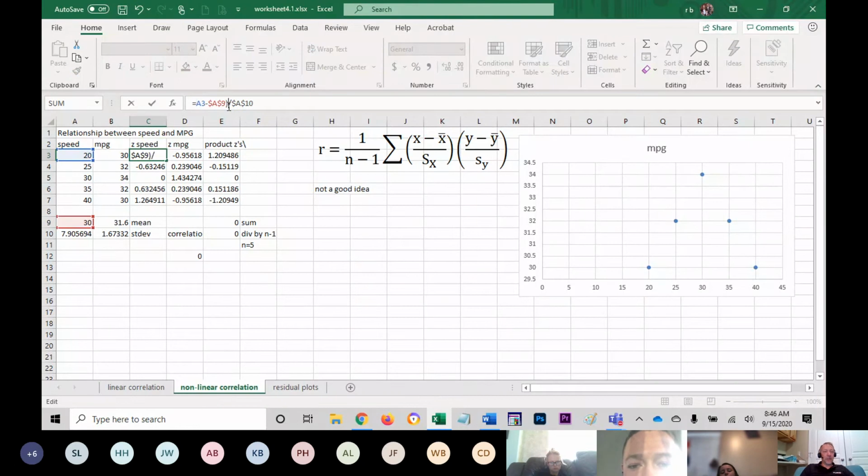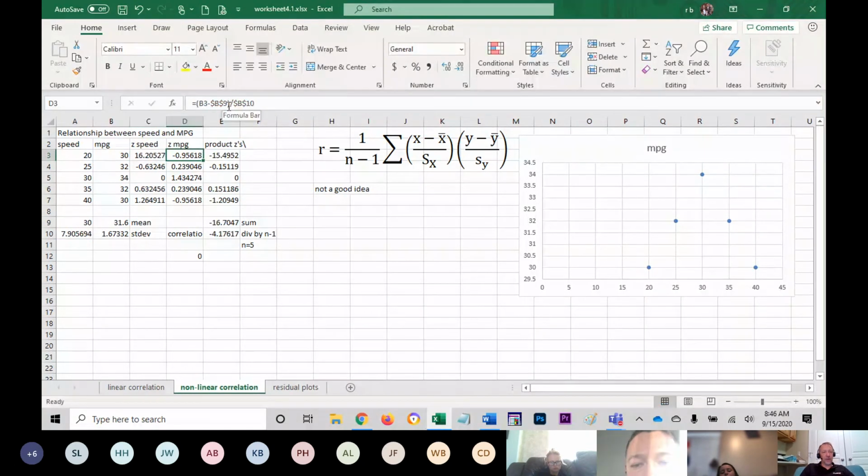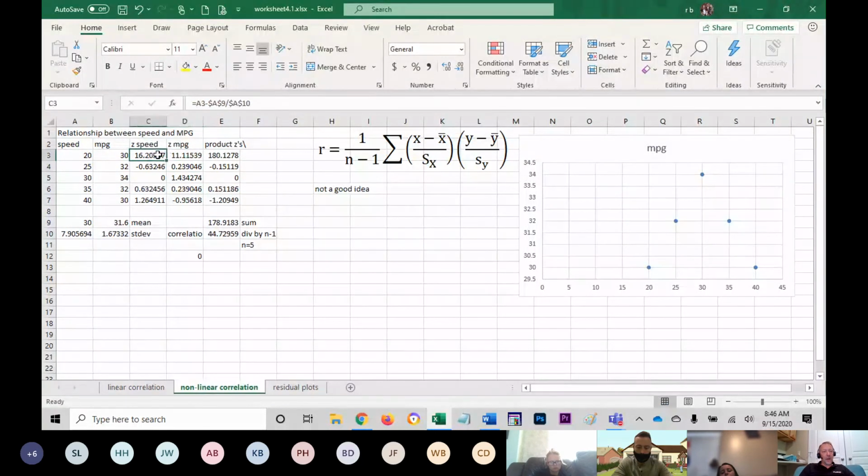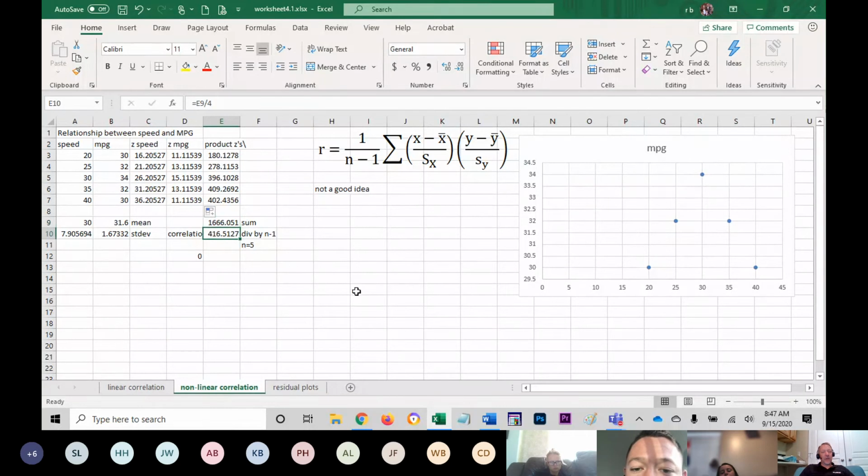I do want to just show you guys really quickly. If I get rid of the parentheses in the numerator here, I'm going to do this for both things here, and I'm going to copy these formulas down. Notice my sum is 1666 and I got a number of 416. Can you look at that and know clearly that that number is wrong? Why is 416 clearly a wrong number? Because it's not going to be between -1 and 1.